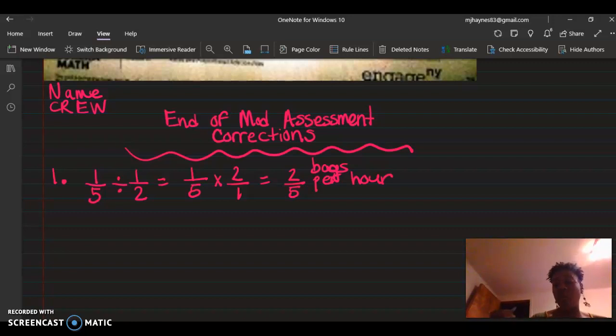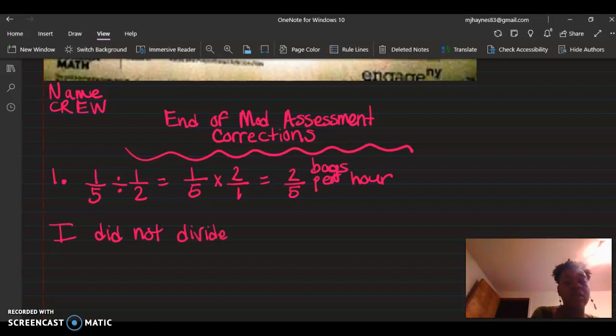Then you say, what did you mess up on? Some people didn't flip the second fraction. Some people didn't know the starting step. Some people divided the fractions in the wrong order. So say what you did. I'm going to act like I didn't divide the fractions in the right order. I did not divide the fractions in the correct order.